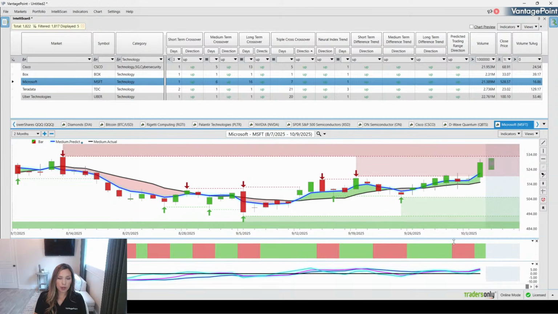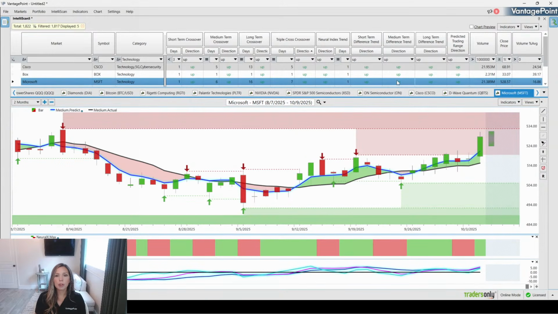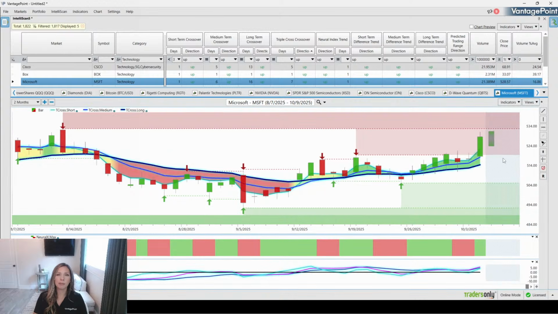Now, keep in mind, we are looking at the overall market condition. So we know that things have slightly pulled back, but we are still in an overall bullish trend. Again, identify the trend. We are still in a strong bullish uptrend here, as we can see by our triple cross. Now, if you notice this darker blue line here, for those of you who are not familiar with the triple cross, maybe this is your first time seeing VantagePoint, this is an 18-day predictive exponential moving average.